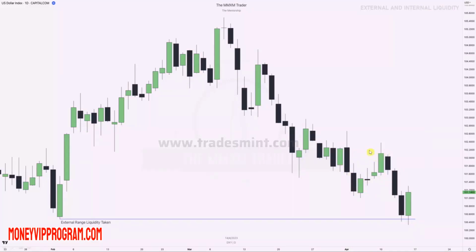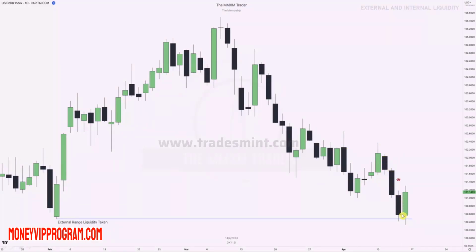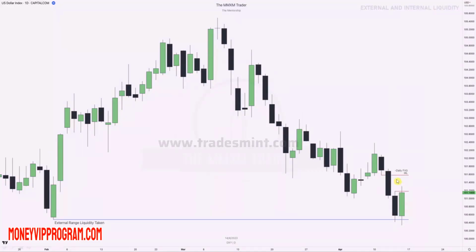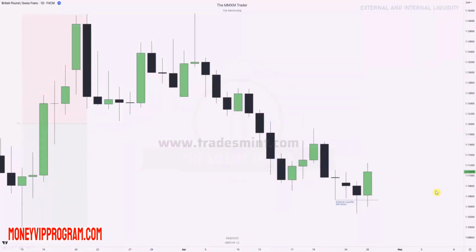There's no imbalance anymore over here, so price has issues going up way higher than here, and it just keeps declining, taking out this external range liquidity. Now we took external range liquidity. Do we see an imbalance anywhere where we can reprice into? Yes, we have this daily fair value gap, internal range liquidity. We've got a British pound Swiss franc daily chart over here.